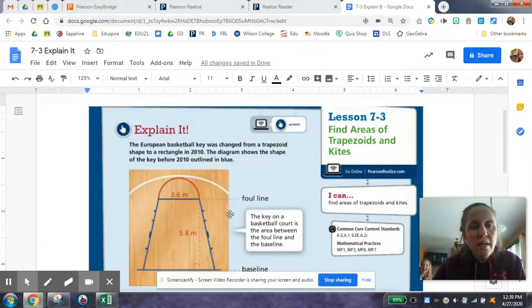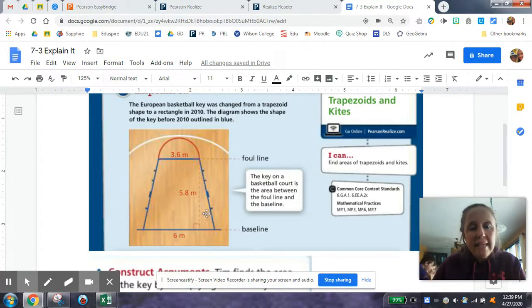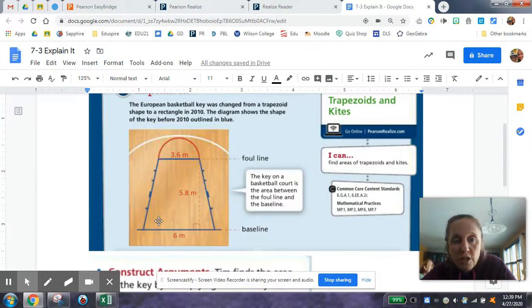Here's a picture of a basketball key, and a key is from the baseline to the foul line on a basketball court. The problem says a European basketball key was changed from a trapezoid to a rectangle in 2010. The diagram shows the shape of the key before 2010, outlined in blue. So that's the shape, and that's what we call a trapezoid.